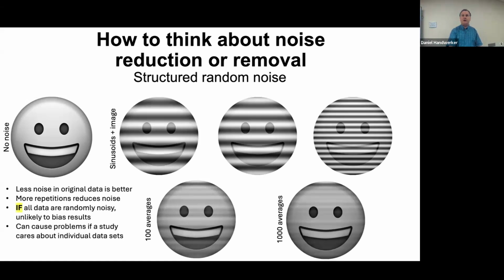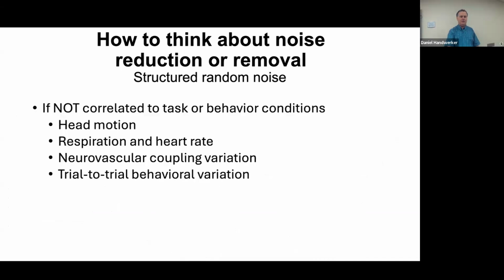So just like the unstructured random noise, the less noise you get is better. More repetitions reduces noise. And again, if these data are only randomly noisy, it's unlikely to bias results. But this can cause serious problems if you're looking at individual data sets and not averaging.